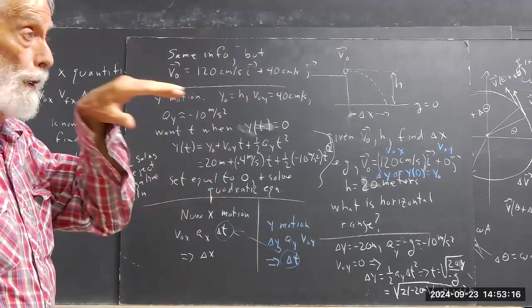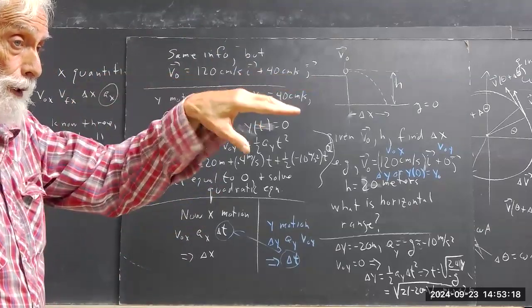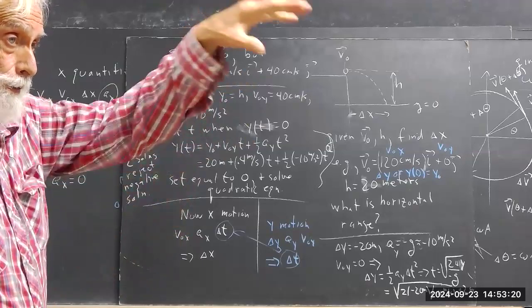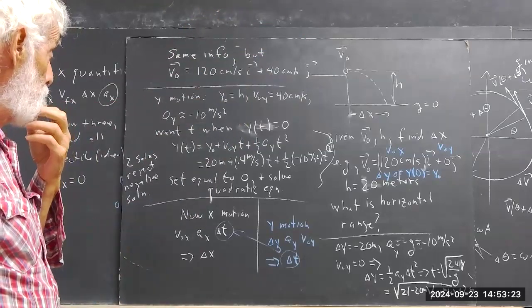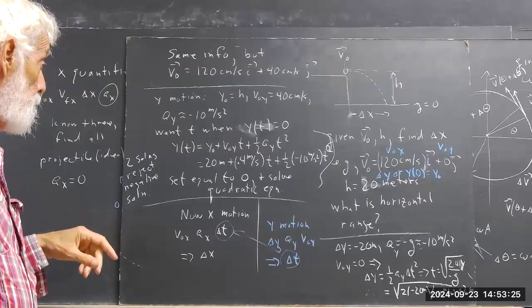That's why when you throw a ball, you don't throw it horizontally, you loft it a little so it stays in the air. Quite a bit. Okay.